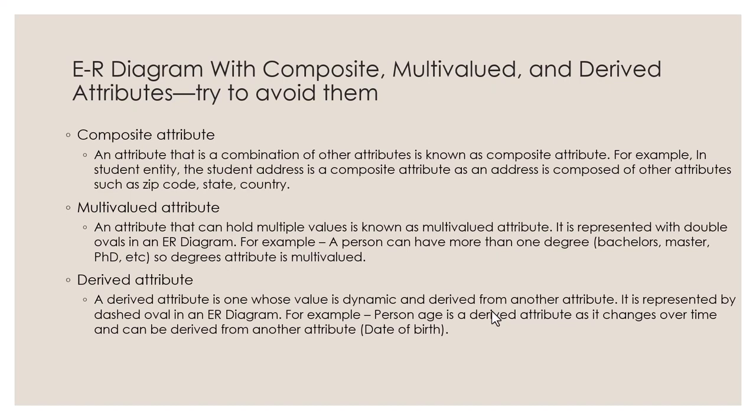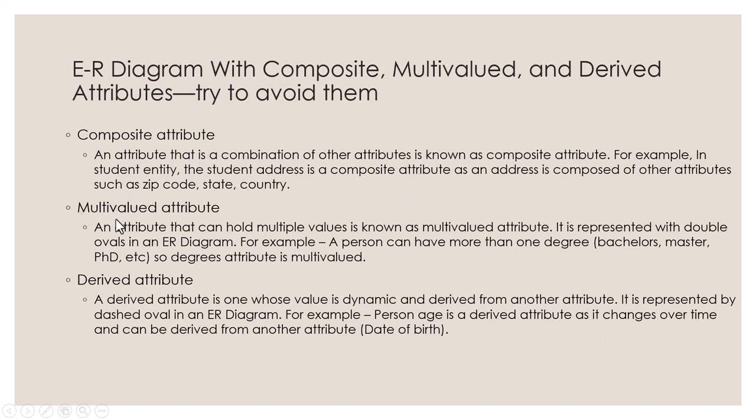Composite attributes are a combination of other attributes, and that's why it's called composite. In a student entity, a lot of times you have a person's address, right? Address is a classic example of a composite attribute because it has different parts. It has the street number, street name, possibly an apartment number or a unit number. It also has the name of the city, state, zip code, and even a country. So this address attribute has multiple parts, and that's an example of a composite attribute.